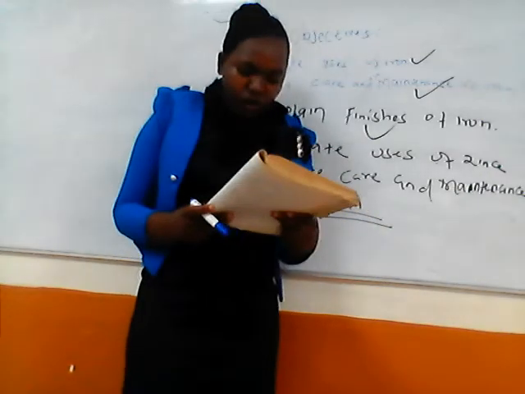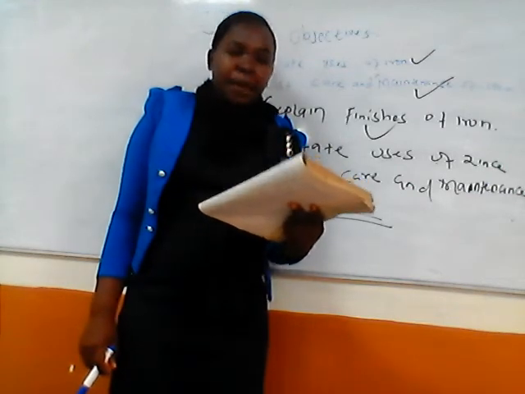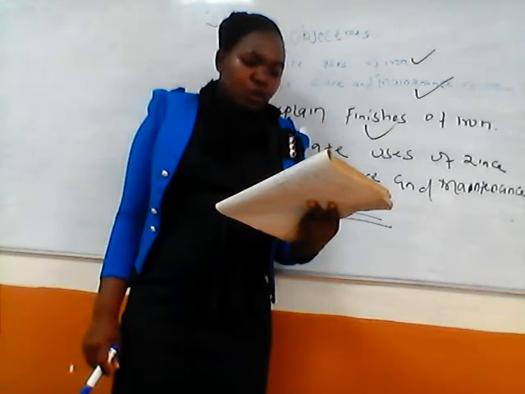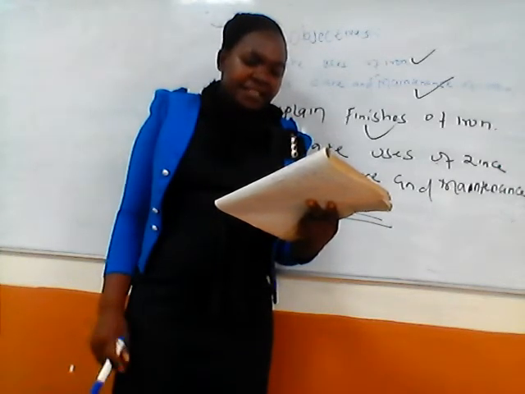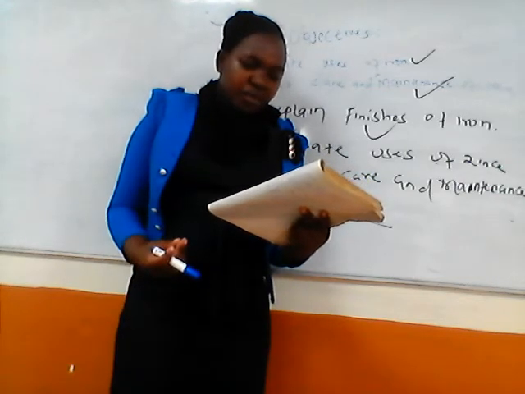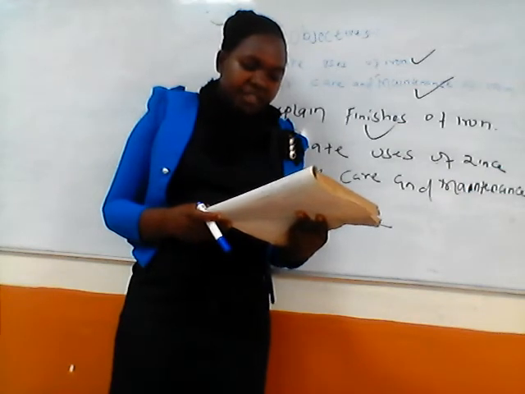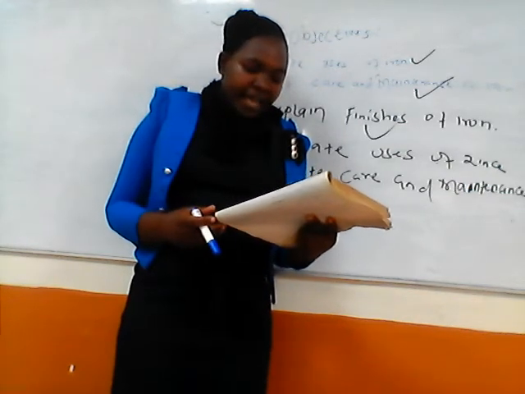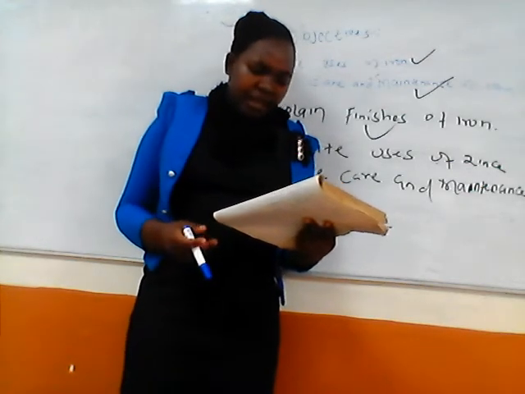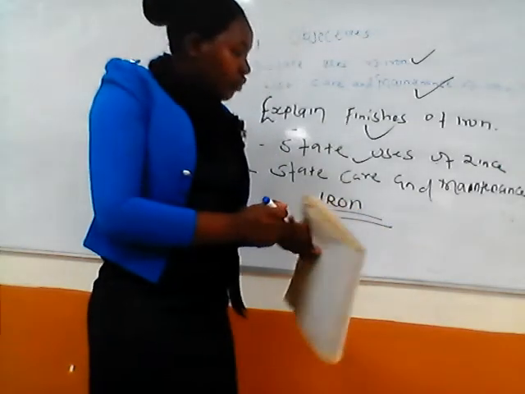The finishes of iron include bonderizing. It is a chemical treatment given to make iron rust resistant. So when we are told the finishing, it is the chemical treatment given to make iron rust resistant. Then there is galvanized iron. It is coated with a layer of zinc to prevent contact with the air. Then let's move to the next objective, state uses of zinc.